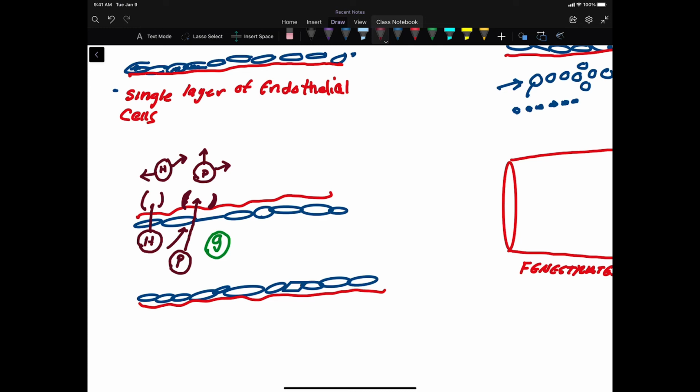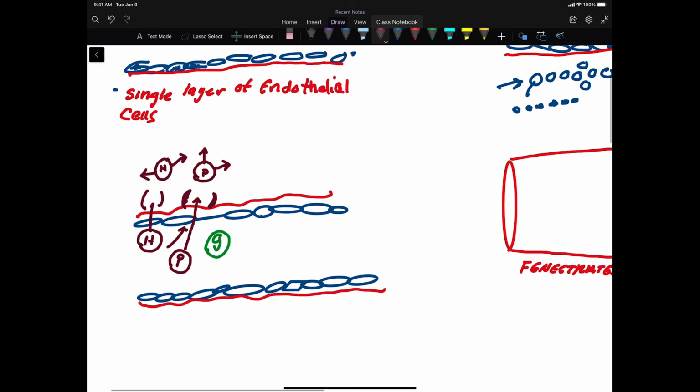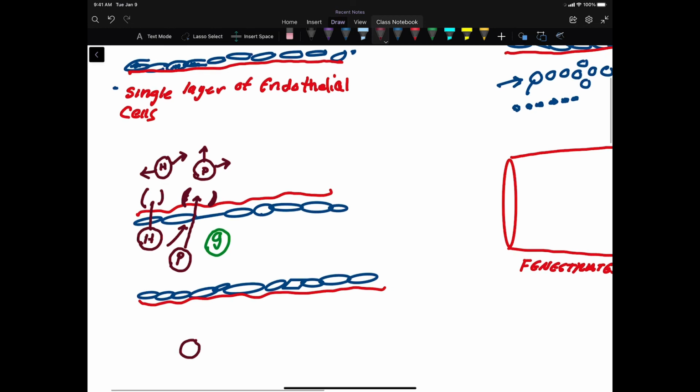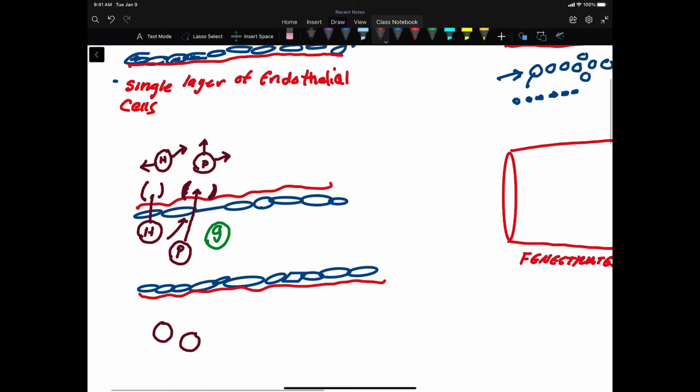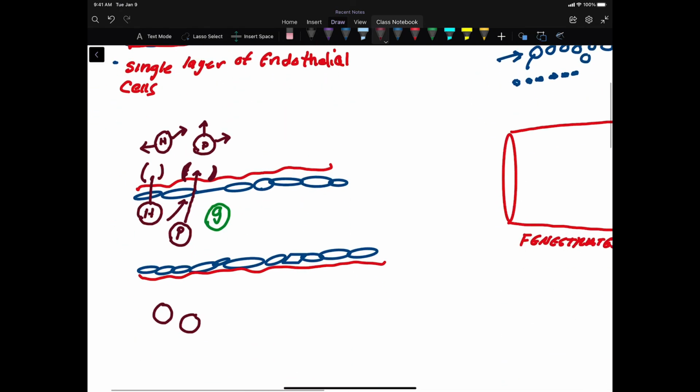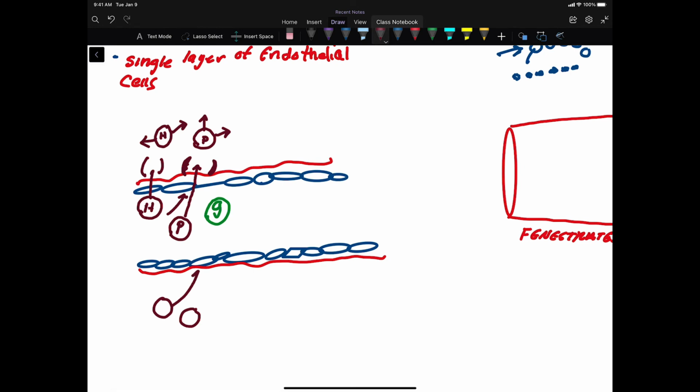And the same thing is true with exocytosis. If we're getting rid of proteins or certain things that we need to put in the blood, those vesicles will bring them to the blood vessels, and then they will exocytose. And this happens in the capillaries as well. So now these vesicles can get into the bloodstream.